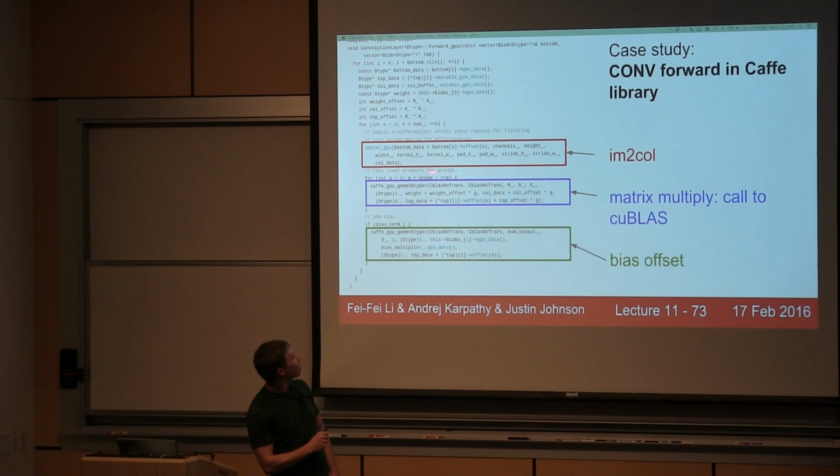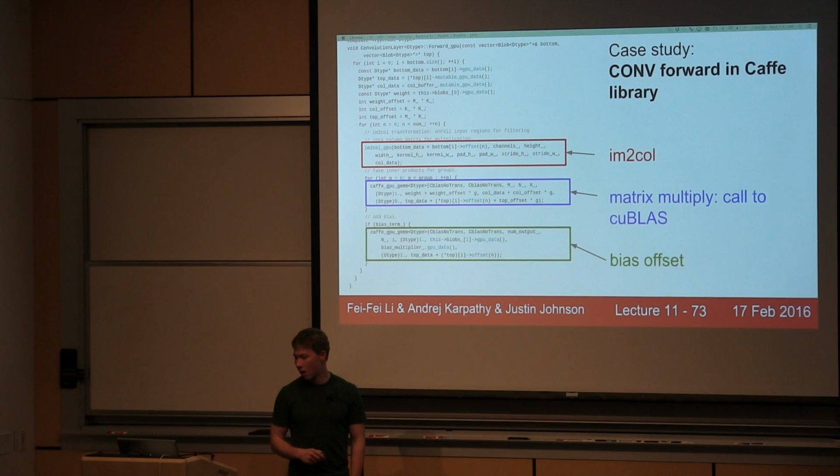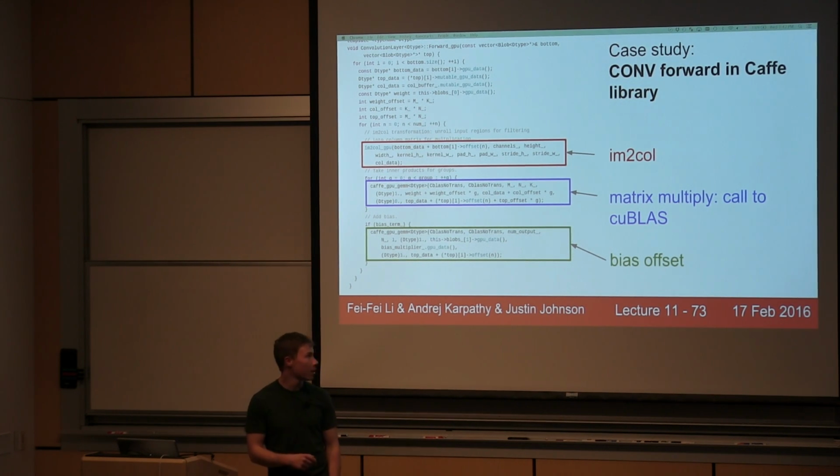Right, so this is taking their input image. This is their input image, and then they're going to reshape this, calling this im2col method, and then store it in this column GPU tensor. Then they're going to do a matrix multiply, calling cuBLAS to do the matrix multiply, and then add the bias. So I mean, these things tend to work quite well in practice.